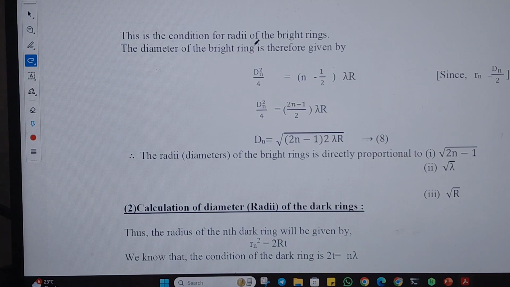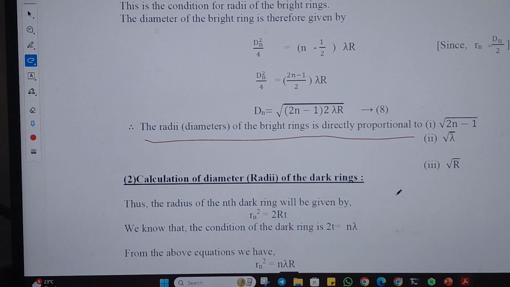Then the condition for the diameter of bright rings. Here we are telling about the nth ring, and we are calculating the diameter for the nth ring, because Dn square by 4 equals (n minus 1 by 2) into lambda R. We can simplify this and get Dn, that is root of (2n minus 1) into 2 lambda R. So Dn is directly proportional to, we can split the equation: the first is root of (2n minus 1), the second is root lambda, and the third is root R.